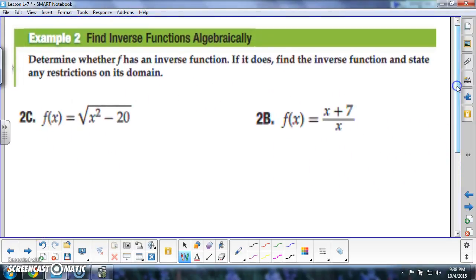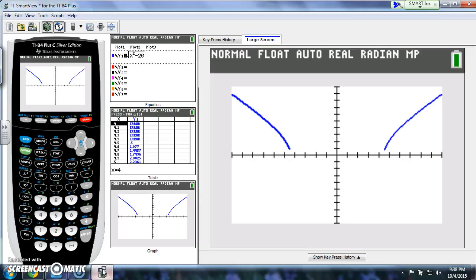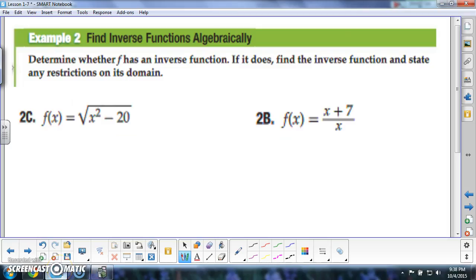Okay, example 2, the next one, we have a function, and I don't believe it's going to pass the vertical line test. If you were to type this in on your graphing calculator, you should see a graph that looks something kind of like this. You can see if I were to apply a horizontal line in this area right here, it would fail it. So with that being said, we just come here and we say that f has no inverse.